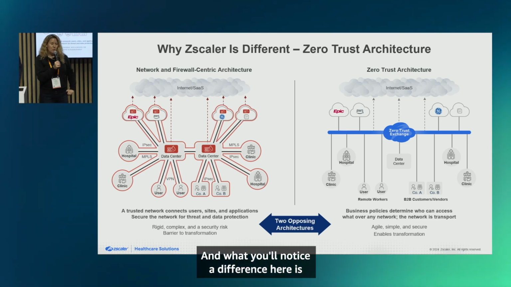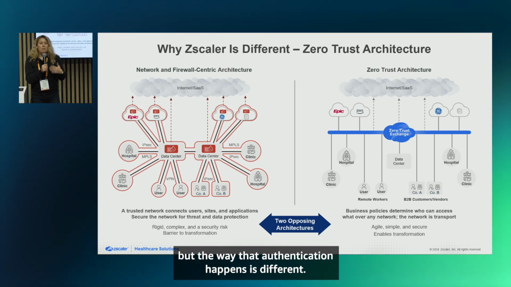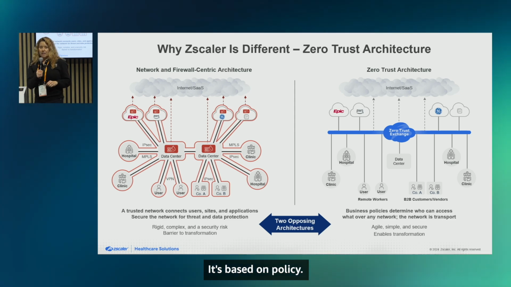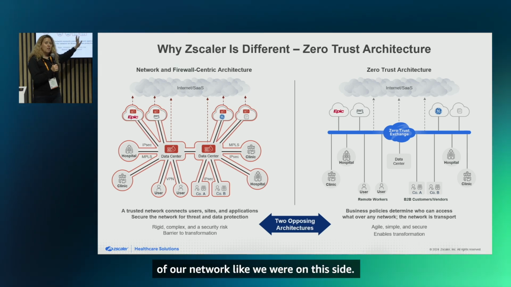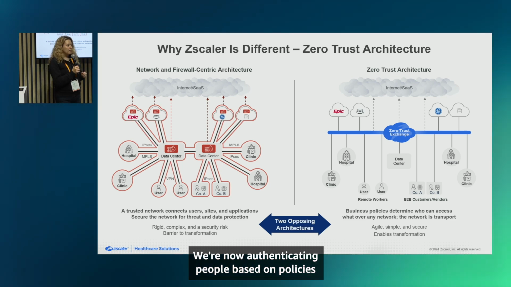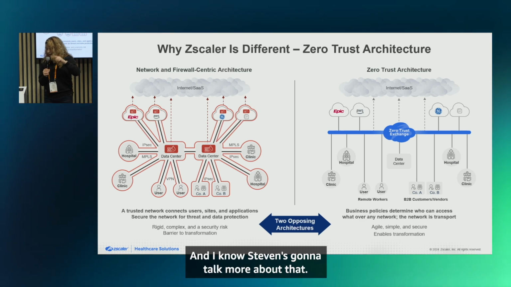What you'll notice is the difference here: the architecture not only looks different, but the way that authentication happens is different. It's based on policy. So we're not locked into the boundaries of our network like we were on this side. We're now authenticating people based on policies, which are free to change as conditions change. And I know Stephen's going to talk more about that.